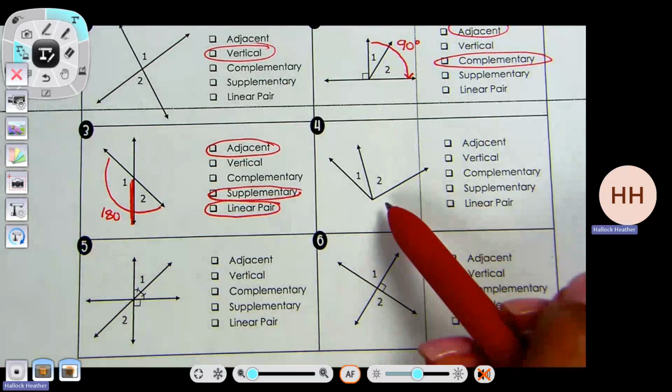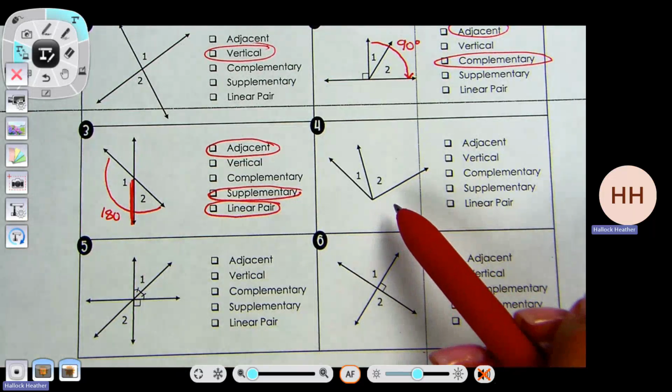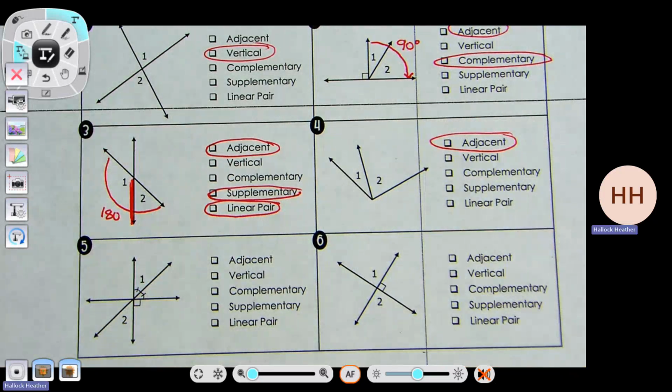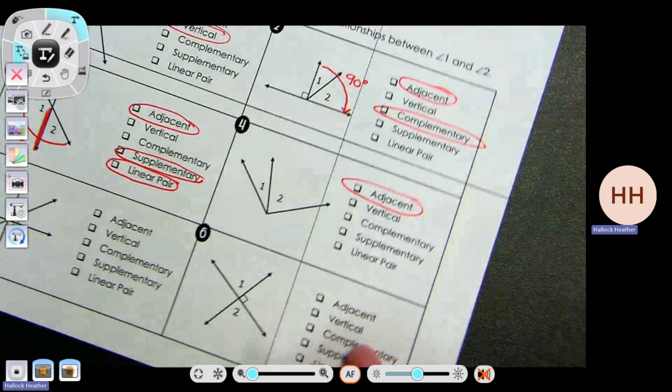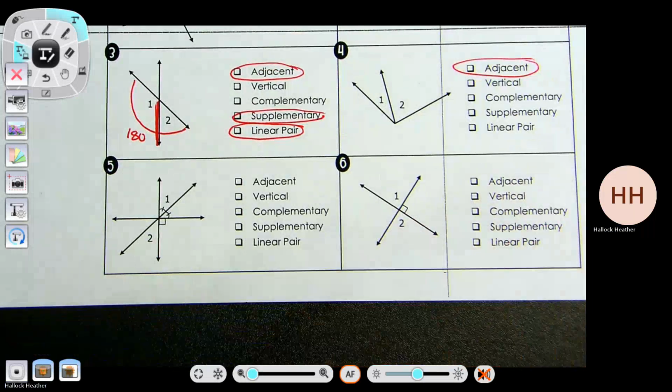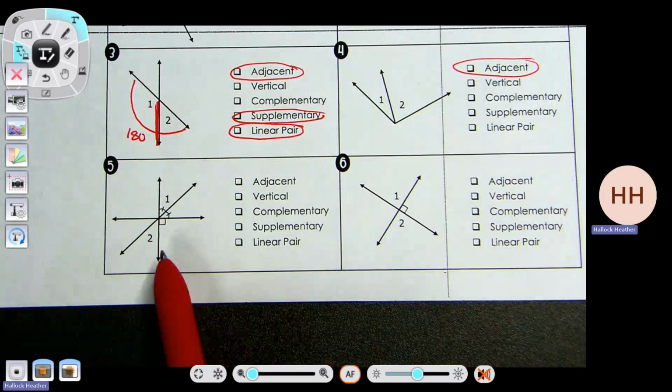For number 4, this only has one adjacent. Does anybody know why I can't say they're complementary? Because it's not 90. We don't know it's 90. It might look 90, but it doesn't have the square, so we can't assume it's 90. It might be 89. It does look obtuse. If you actually turn your paper, it looks slightly obtuse. So what about number 5?